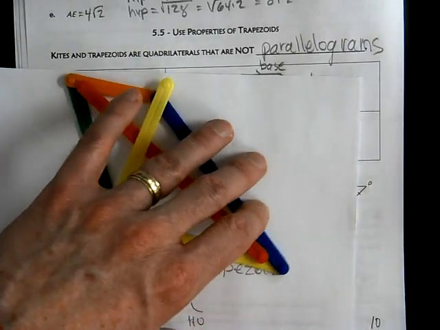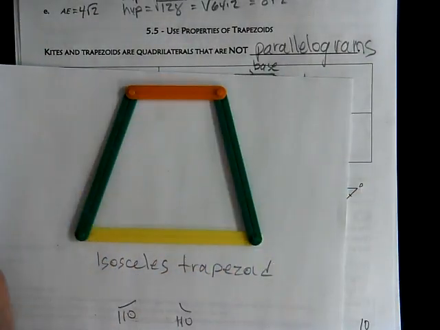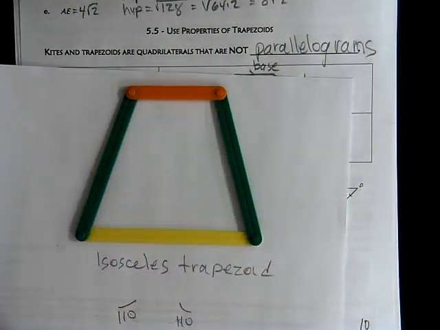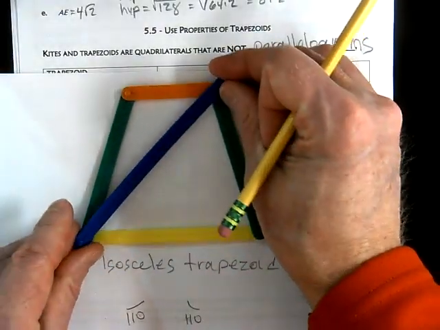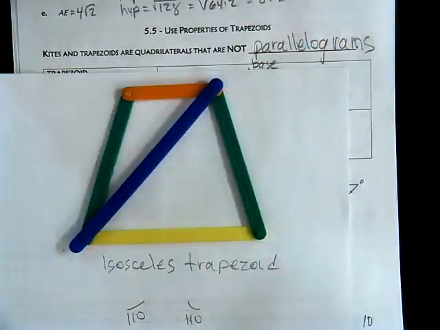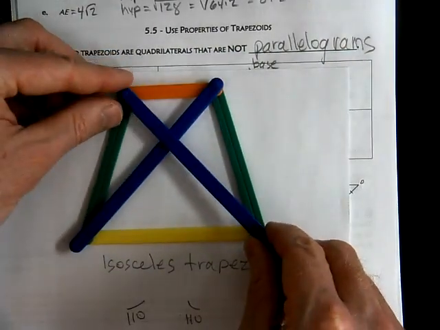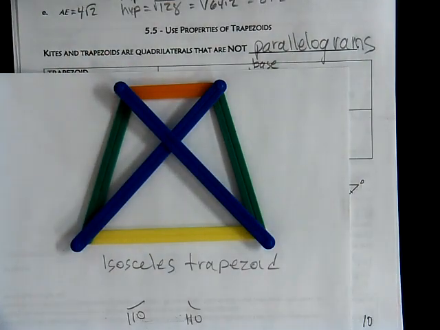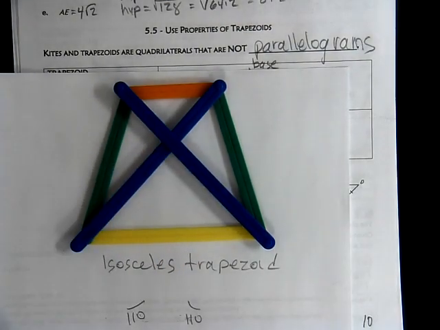But if you have an isosceles trapezoid, maybe it's a little bit longer than that. This length is going to be the same as that length. That's true about every isosceles trapezoid. The diagonals are the same length.